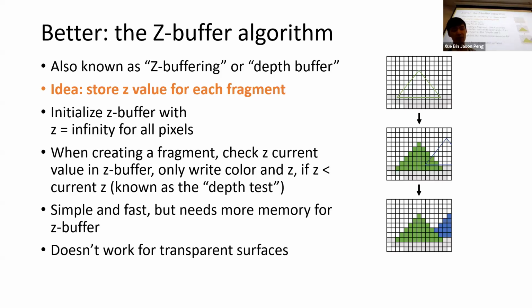But we won't go into the details of how you handle transparent surfaces for rasterization pipelines. We'll take a look at how you can better render transparent surfaces in the ray tracing lecture later. But if your scene only has opaque surfaces, then this Z-buffer algorithm generally works great.